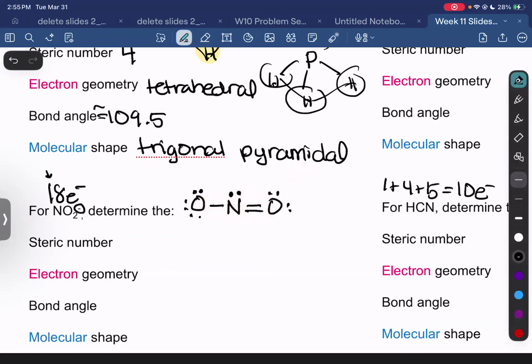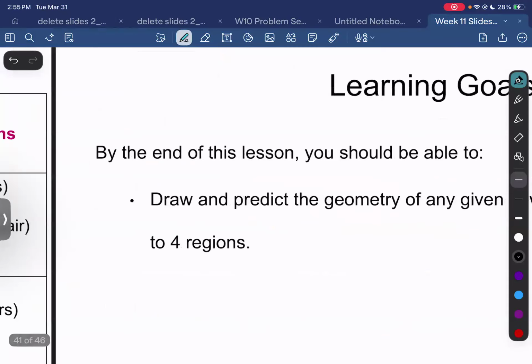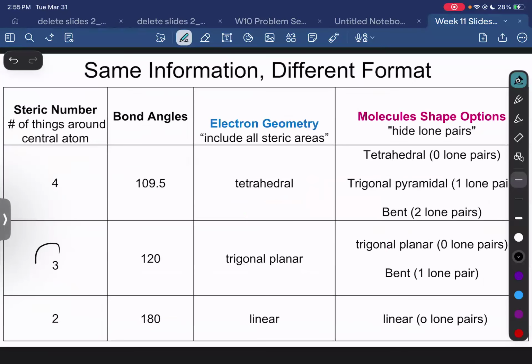Okay, so now what is the steric number? We're looking for how many steric areas are around nitrogen. I have the lone pair takes up space, this oxygen takes up space, and that oxygen takes up space. So my steric number is 3. If you have a steric number of 3, it's 120, trigonal planar, and I'm going to decide from there with the number of lone pairs.